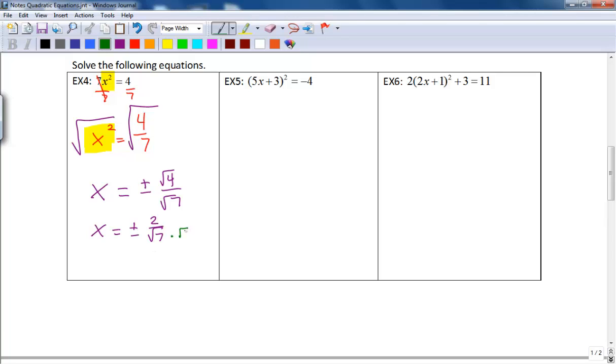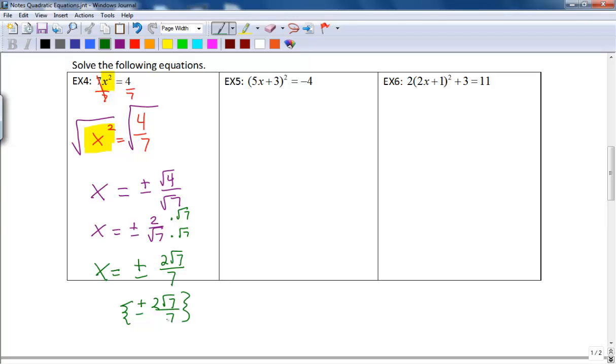In order to do that, I multiply top and bottom by root 7, and I end up with x is equal to plus or minus 2 times the square root of 7 is 2 root 7, and the square root of 7 times the square root of 7 is 7. So your solution set here is, and you can write it as, plus or minus 2 root 7 over 7. Let's look at the next one.